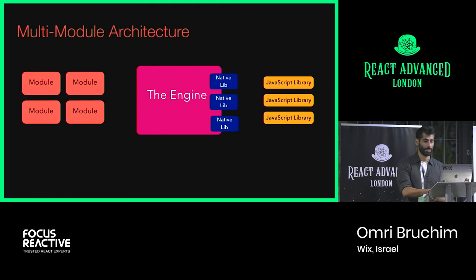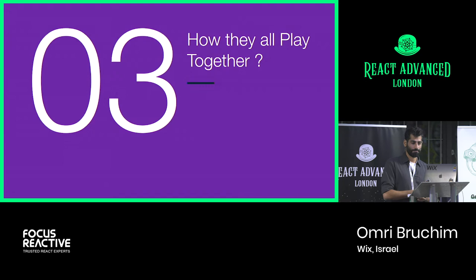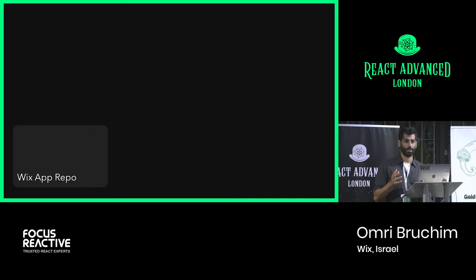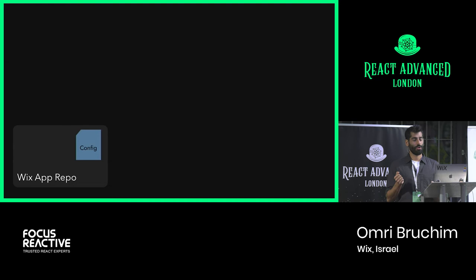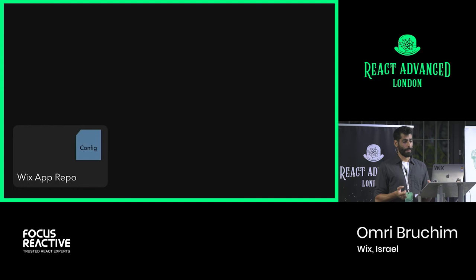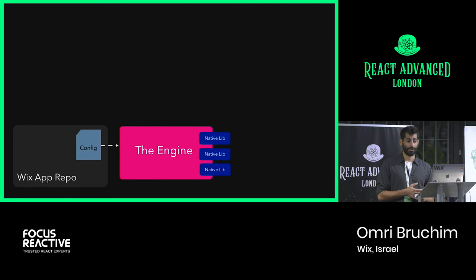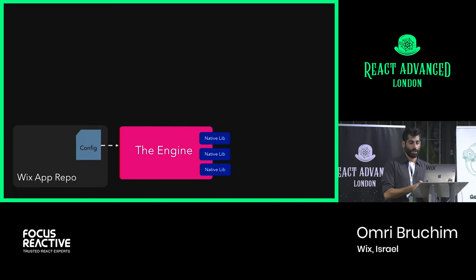Now we have new entities, how do they play together? Let's drill in. In fact, it's super interesting. Our main app repository that's released to Google Play and the App Store is just a config file. It's a config file that you all know, it's called package.json. It has a list of dependencies, not the native ones. It has two kinds of dependencies. One is the engine. The second is all the modules. It doesn't contain any line of code. So this configuration file first loads the engine, and it passes the list of modules to be loaded by the engine. Now the engine knows which modules to load.